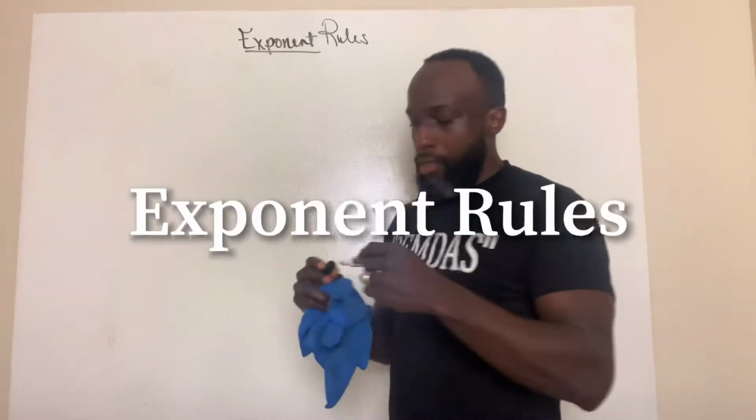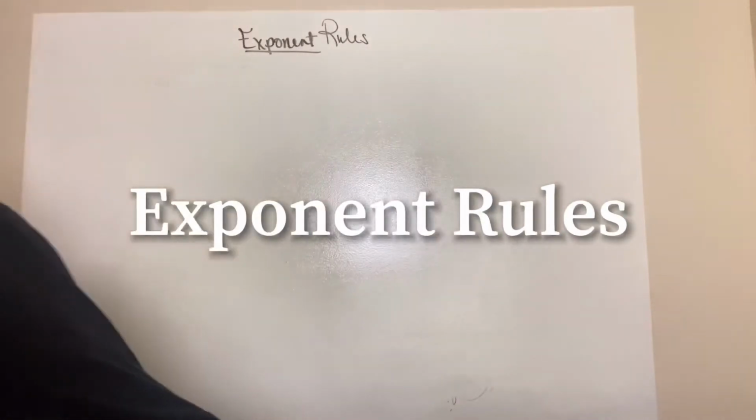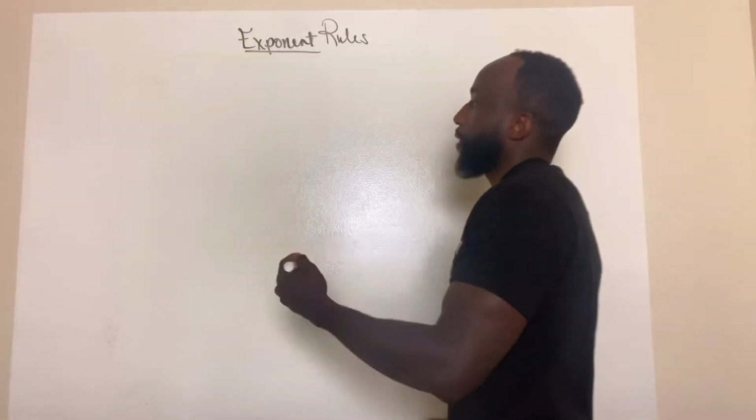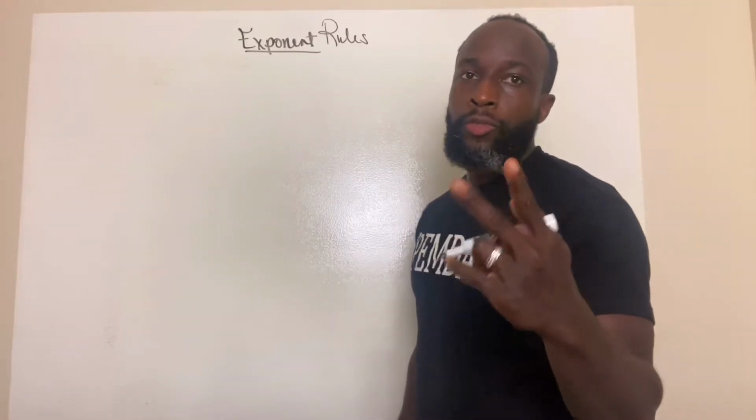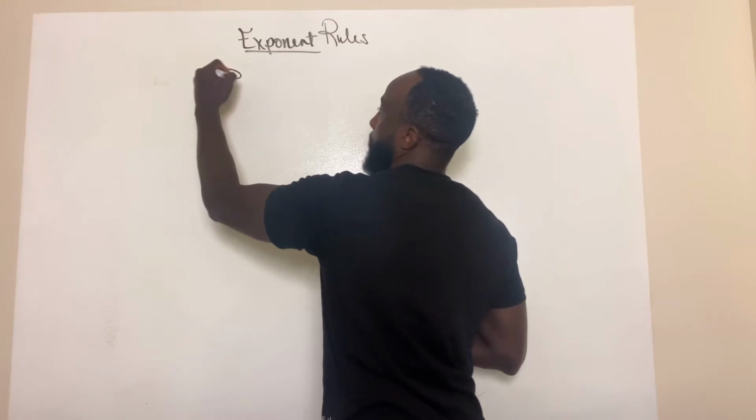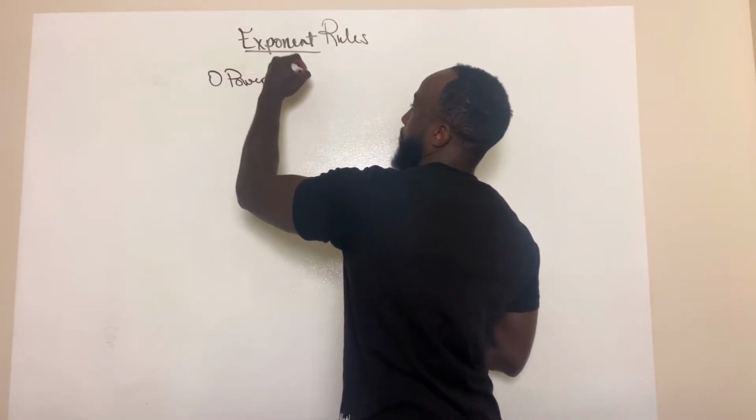Basic exponent rules. Let me grab a better marker. All right, let's just dive into it. We're going to start off with two: the zero power and the negative exponent.